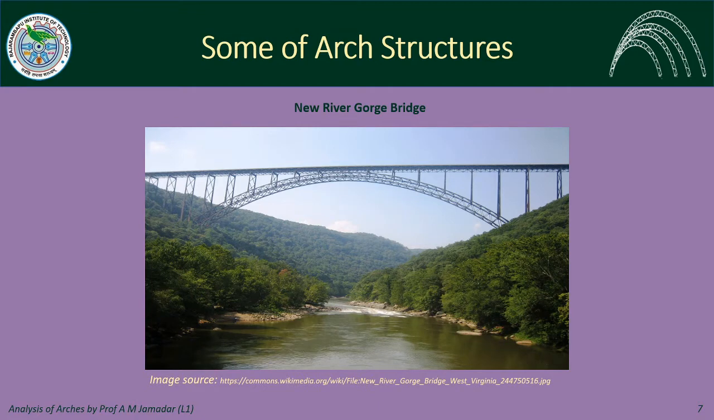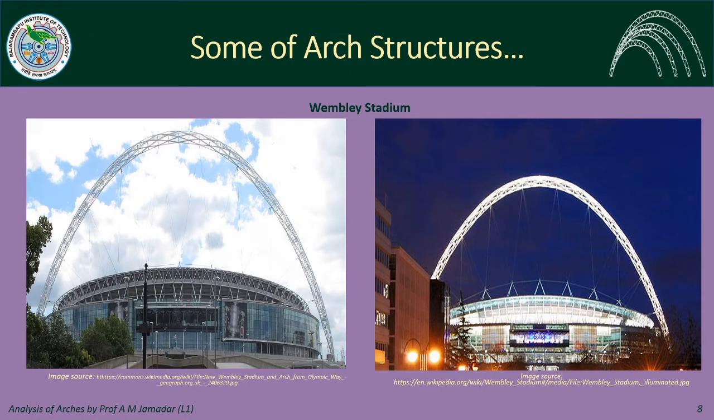This is the New River Gorge Bridge. The entire river valley is connected with the arch, and on that arch, loading is applied in the form of a bridge. Then, if you are interested in football, you might have seen on television one of the best stadiums for football, Wembley Stadium in London. It is known as the home of football. The roof of that football stadium is supported by an arch like this.